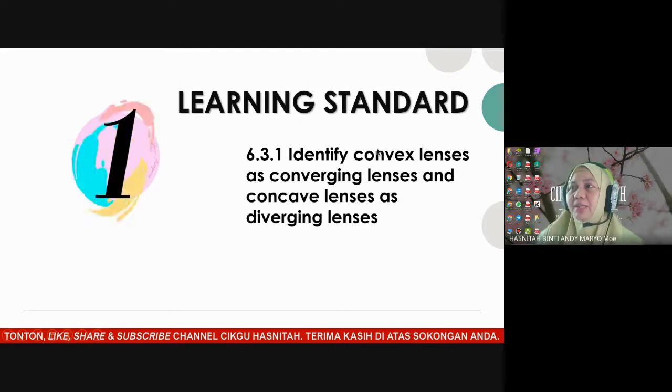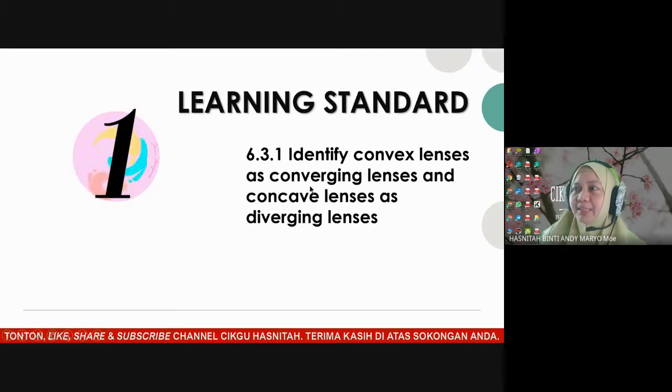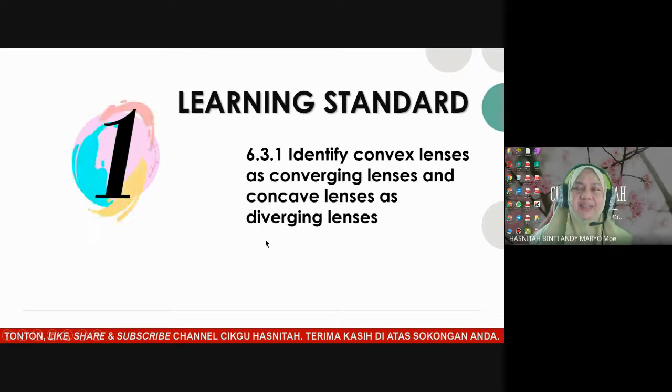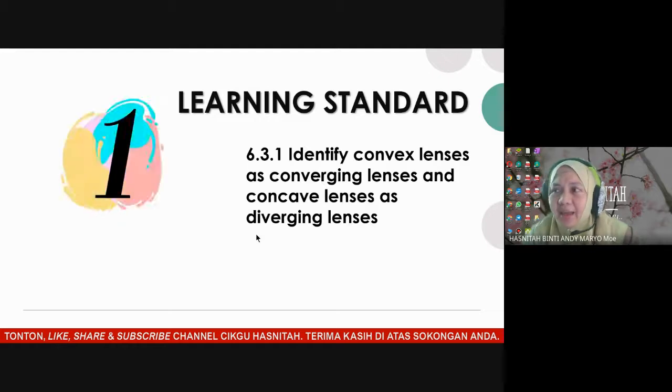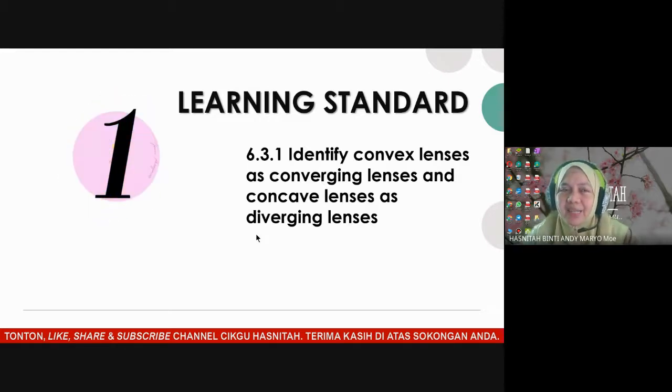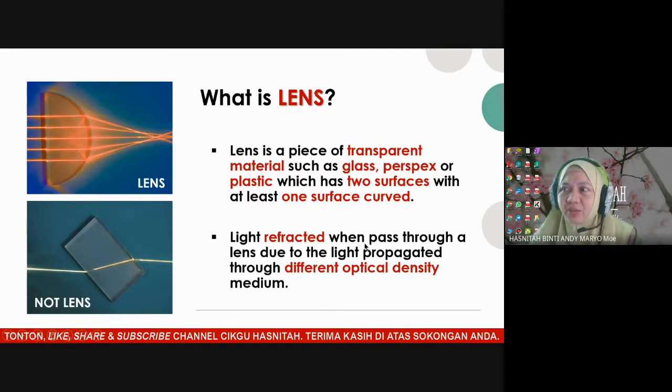The first learning standard, let us begin with 6.3.1: to identify convex lenses as converging lenses and concave lenses as diverging lenses. Why are convex lenses called converging lenses? And why are concave lenses called diverging lenses? We are going to discover that today. Before that, you have to know what a lens is, students.